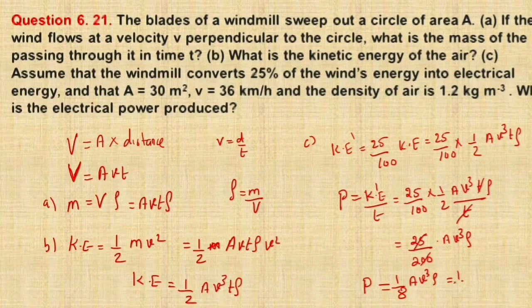Now substitute the value 1 by 8. What is the area given in the question? That is given as 30. So into 30. Now what is v? Speed is given as 36 kilometer per hour. So v is equal to 36 into 5 by 18, that is equal to 10 meter per second. Substitute here 10 to the power 3 into density. The density of the air is given as 1.2. If you calculate this value, you will get 4.5 into 10 to the power 3 watt.